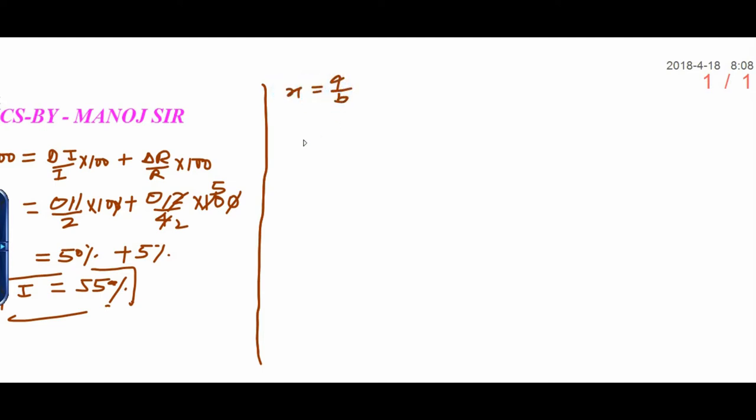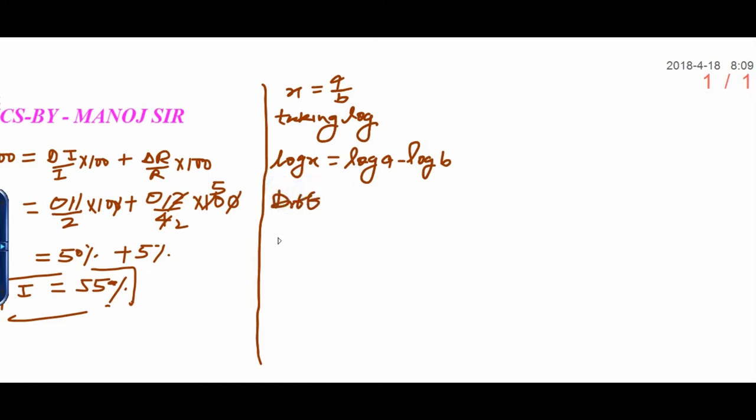Here let x is equal to a upon b. Same thing, both are dependent. In order to make them independent, you need to take the log. Taking log both sides, that will be log x is equal to log a minus log b. Now differentiating, we will get relative error. Delta x upon x is equal to delta a upon a plus delta b upon b. Here is minus, but I am taking plus. Why? Because always we need maximum. In order to get the maximum error, always use a positive sign in the final result.